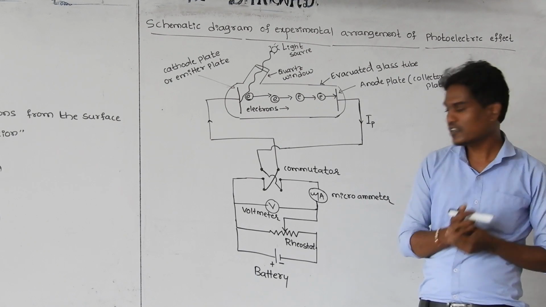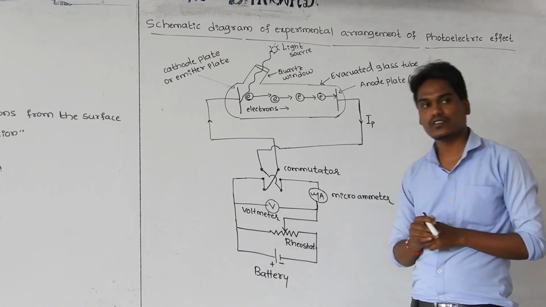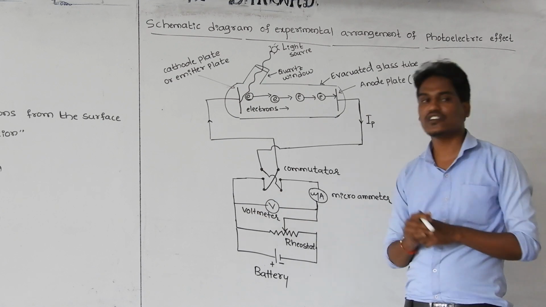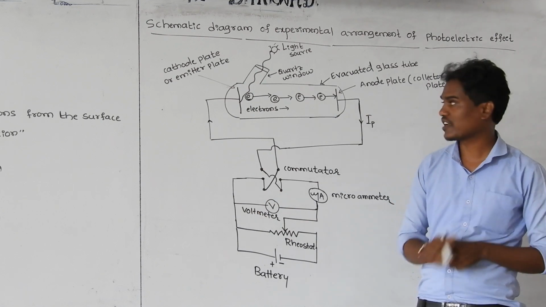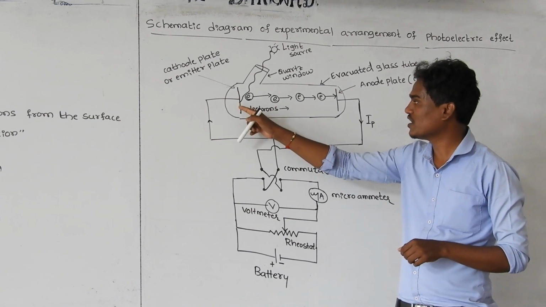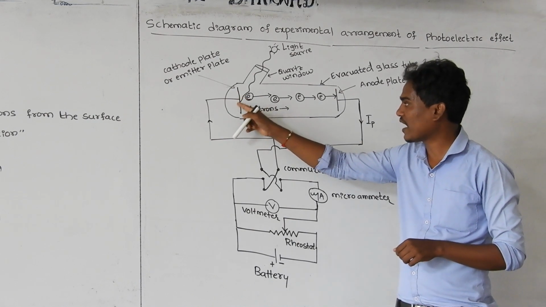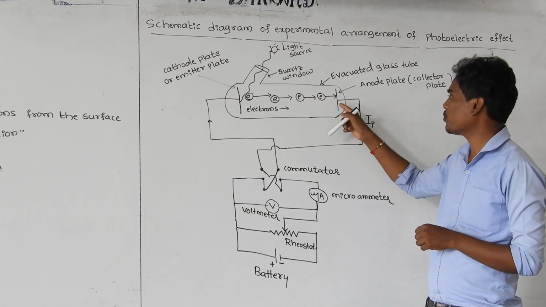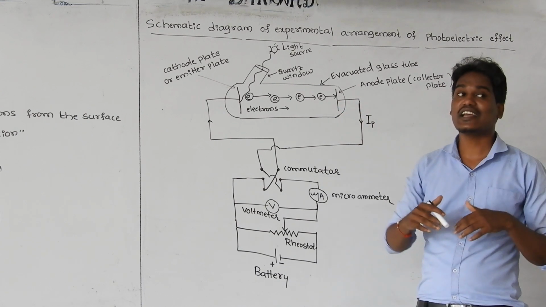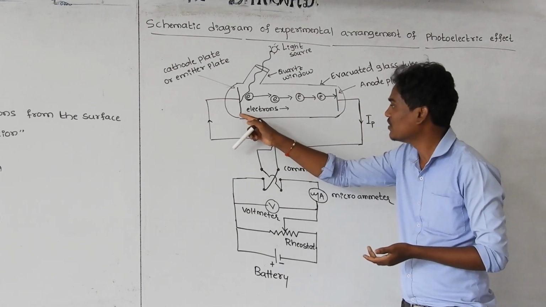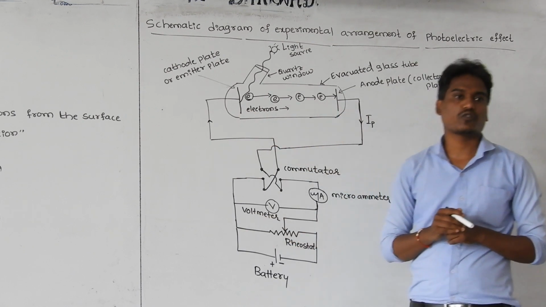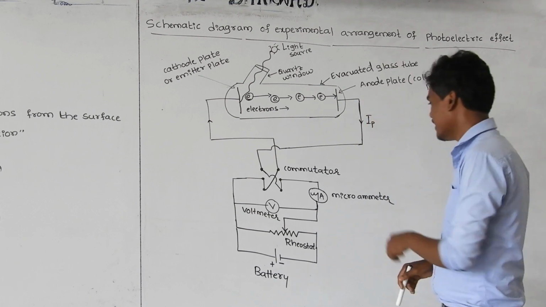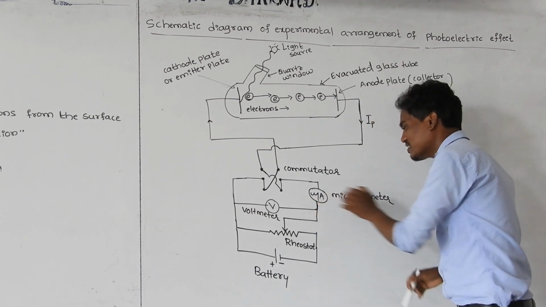What is a voltmeter? It is an electric instrument used to measure the electric potential difference between 2 points. For example, the electric potential at the cathode plate and the electric potential at the anode plate. The electric potential difference between these 2 points can be measured by an instrument called a voltmeter. And next, here the microampere symbol is there.